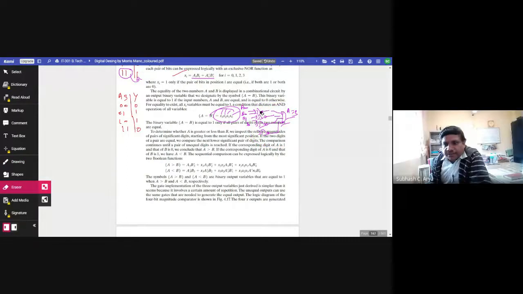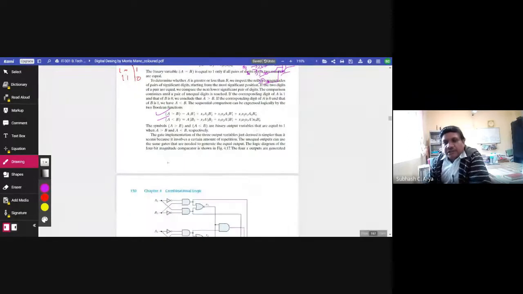Yes, sir. We have realized one third part, that is the simplest one, A is equal to B. But there may be the case of A greater than B or A less than B. How can we realize the circuit? Go by logic. Suppose A is greater than B. This condition is possible when A3 is 1 and B3 is 0. Suppose I write here the numbers A0, A1, A2, A3 and B0, B1, B2, B3. I want to compare.